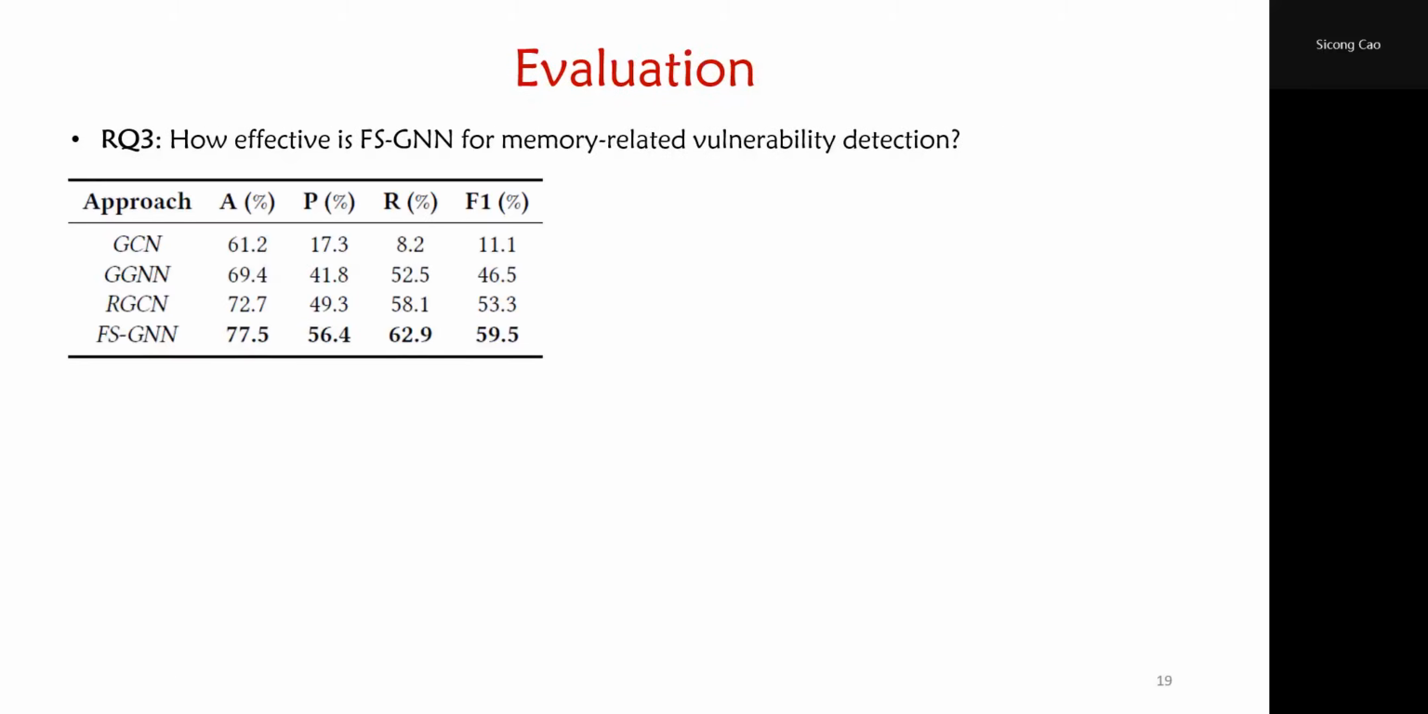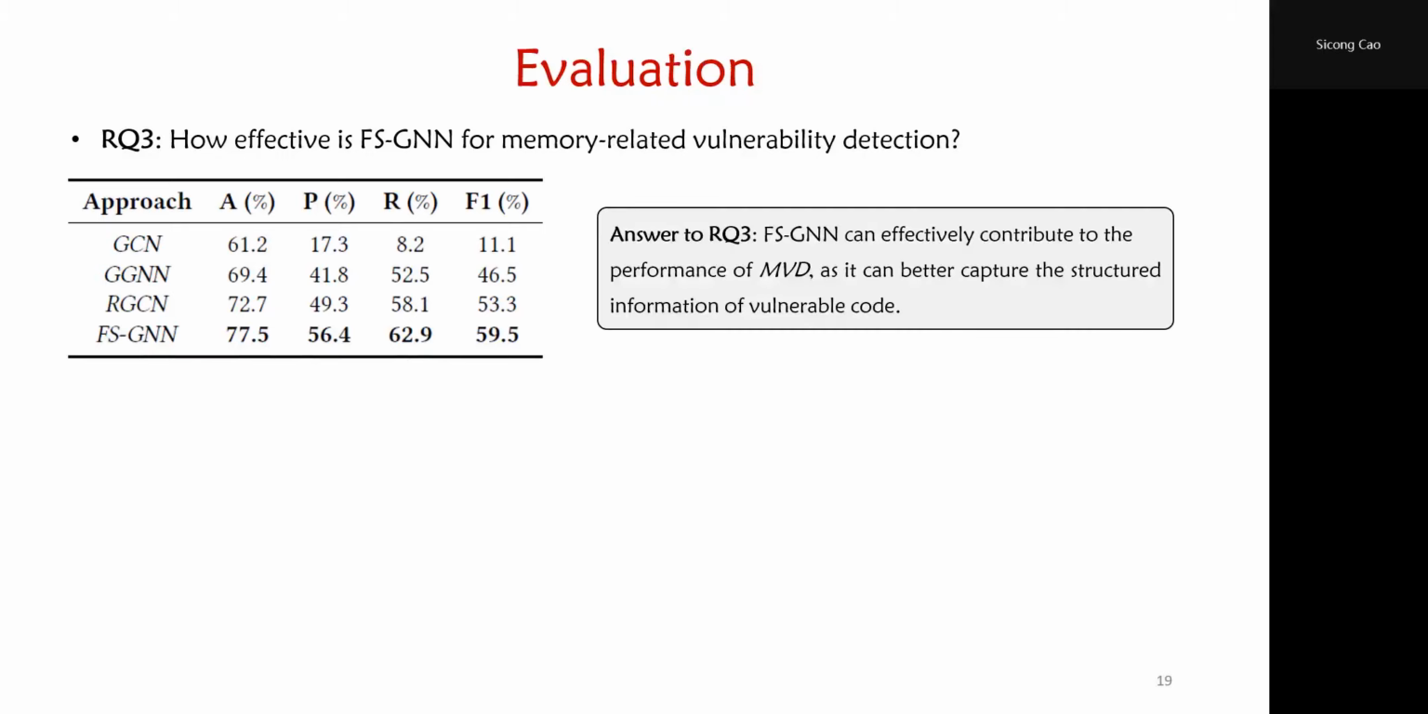In RQ3, we conduct an ablation study by replacing our FSGN with other state-of-the-art GNN frameworks. We observed that FSGN can improve the best performing baseline, RGCN, by 9% to 14%. There are two reasons for this. First, FSGN adds edge types into the process of representation learning. It can be regarded as a joint learning of edge embedding and node embedding.